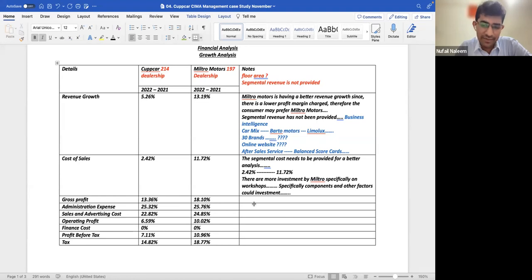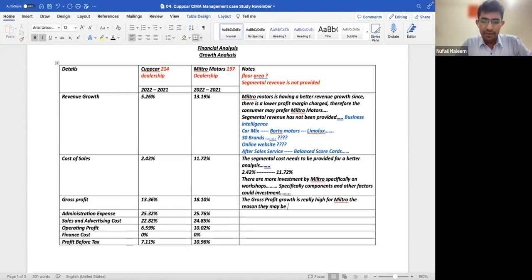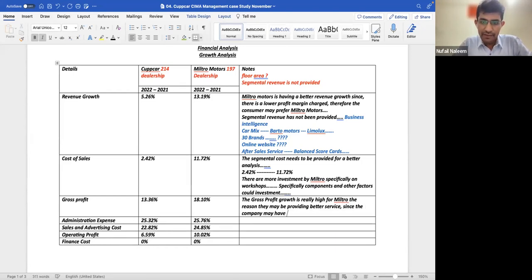This is how you analyze financial statements. We are using numbers, we are giving better decision-making points, we are being very clear as well. So I'll write down here, the gross profit growth is really high for Miltro. The reason they may be providing better service. Providing what, students? Better service. Can I get a double Y in the chat box? Since the company may have invested in better infrastructure.